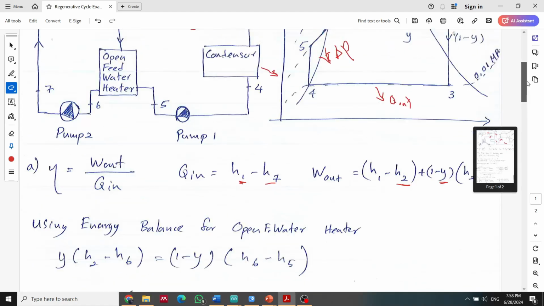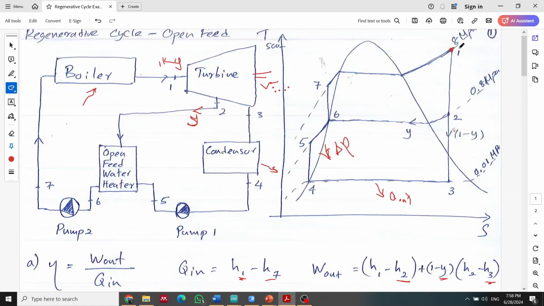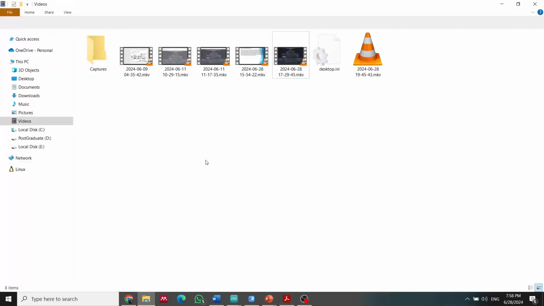So let's start from here, the H1, from 1, 2, 3 likewise. Point number 1 is in the superheated region, we know that, therefore we can straight away look at the tables and figure out what the H value is. So let me look at the tables.